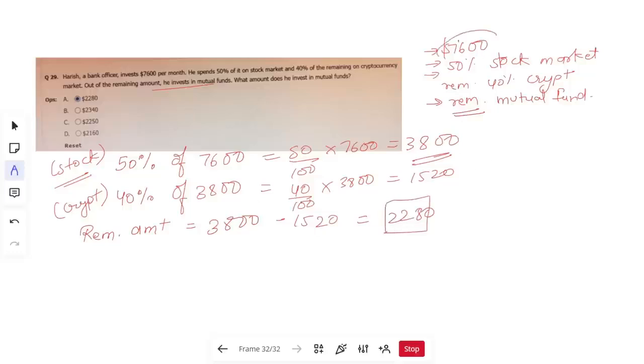See, initially he had 7,600. Out of that, 50% he invested in stock market, which means 3,800 he invested in stock market. Out of what was remaining, he will invest 40% in cryptocurrency. So we were left with 3,800. Out of that, 40% he will invest in cryptocurrency, which means 1,520 he will invest in cryptocurrency. So out of 3,800, if 1,520 is gone, we are left with 2,280. So this is the amount that he is left with, and he will invest all of this in the mutual fund. So the correct answer is going to be option A. Hope you have understood it. Let's move on to the next one now.